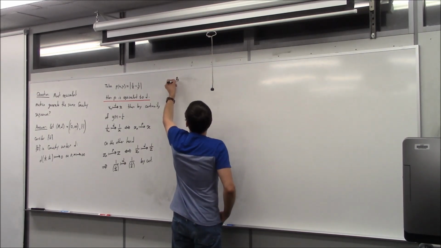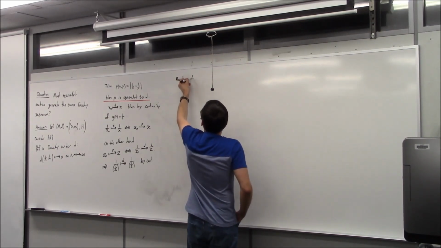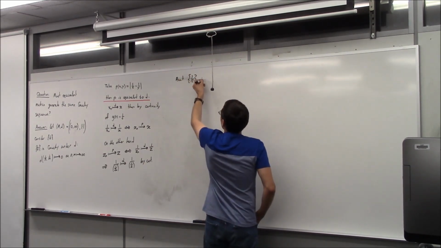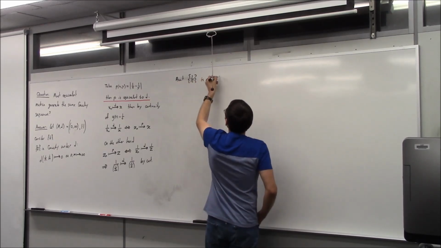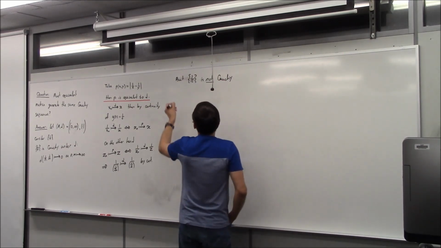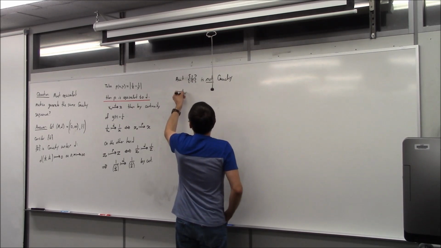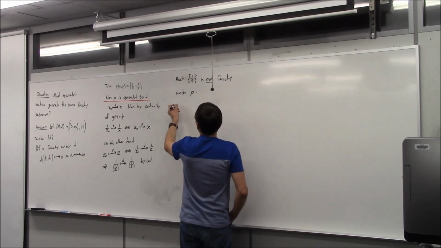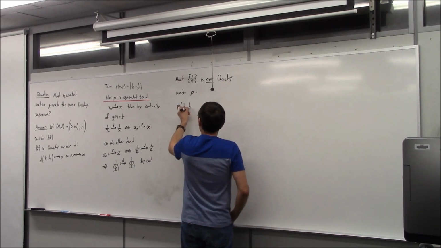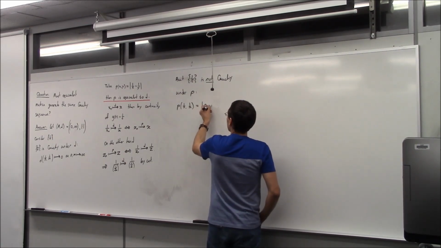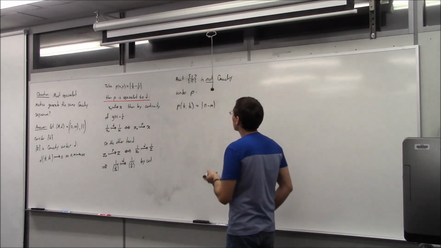But 1 over n is not Cauchy under rho. And the reason for that is I can take rho of 1 over n to 1 over m. This is simply the absolute value of n minus m. And that doesn't cluster. Okay?